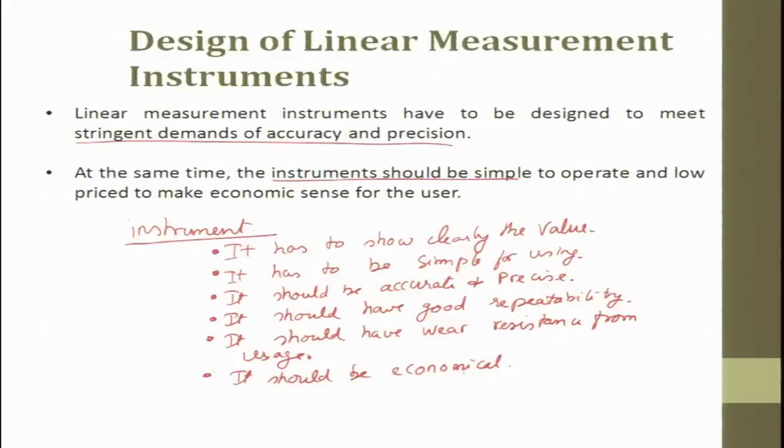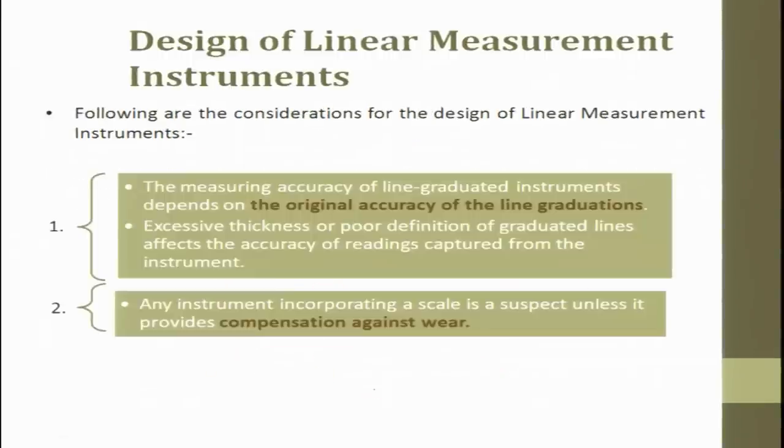That means the mechanism you use should not bring in any erratic change. It should have good wear resistance to usage. It should be as economical as possible. These are some of the characteristics or features which you expect from any instrument, linear or angular, but in particular instrument. Following are the considerations for design of linear measurement instruments.